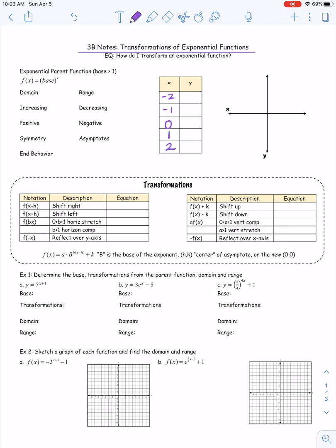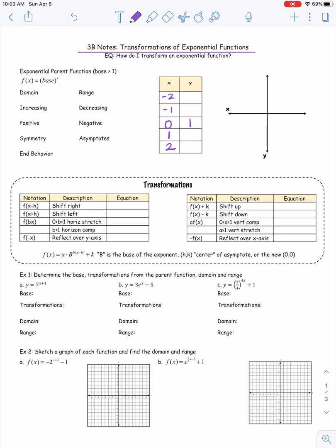0 is going to be really easy because if I'm using some base, some number raised to the x power, anything raised to the 0 power is going to give us 1. That means the point (0, 1) will always be on our graph unless it's transformed by some vertical stretch or compression or has been reflected. Okay, but the point (0, 1) is always a good point to use.